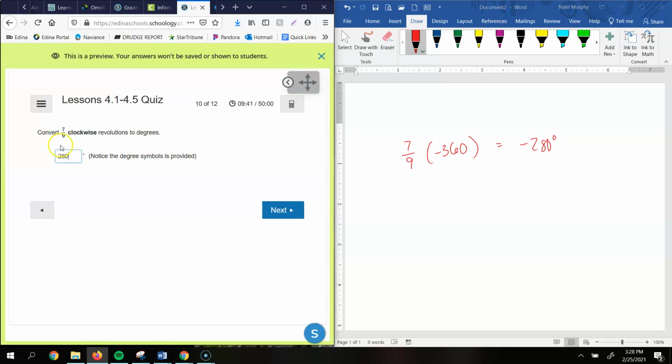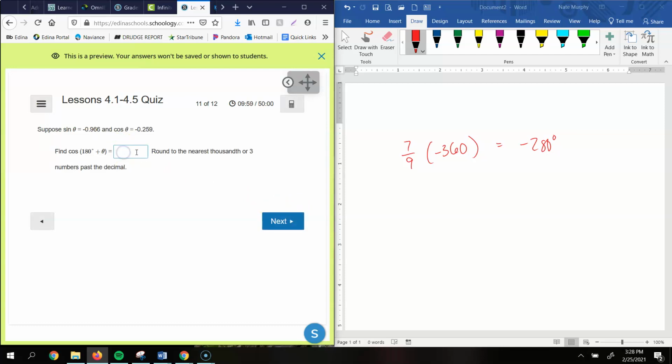You do not get any points for saying positive, because part of this deal is making sure that you recognize that a clockwise revolution is going to be a negative direction. So if you said positive 280, you did not get any credit for that.